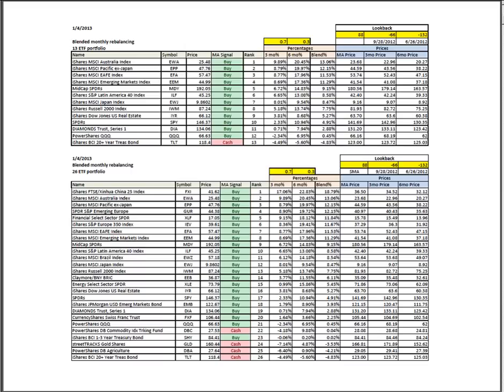Quick look at the blended monthly rebalancing portfolios. Again, you see in the 13, everything's on a buy position except treasuries, which cracked to go below 120. And you can see the U.S. is bringing up the bottom here. And in the 26, again, dominated by the globals.